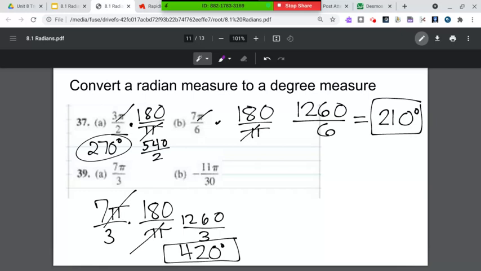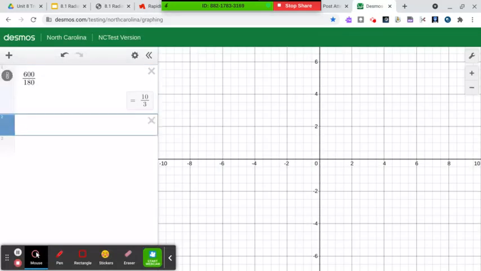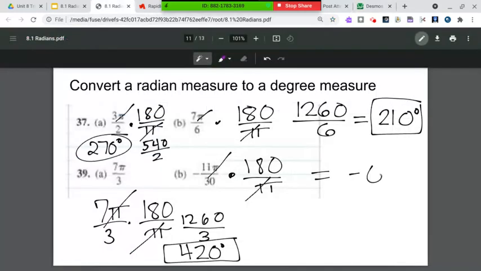Negative 11 pi over 30, we want to convert to a degree measure. Multiply by 180 over pi. Pi's cancel. Oops, look, I canceled the multiplication sign. Pi's cancel. Negative 11 times 180, we'll use Desmos. Put that in parentheses, divide it by 30. Negative 66 degrees. Negative 66 degrees. Beautiful.